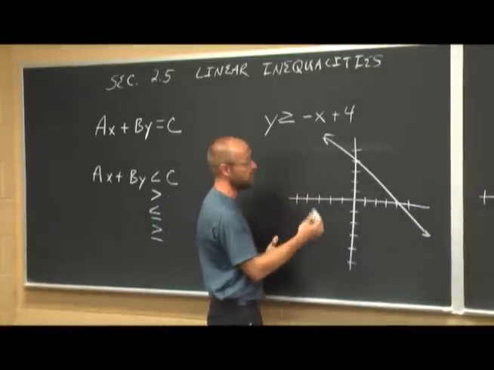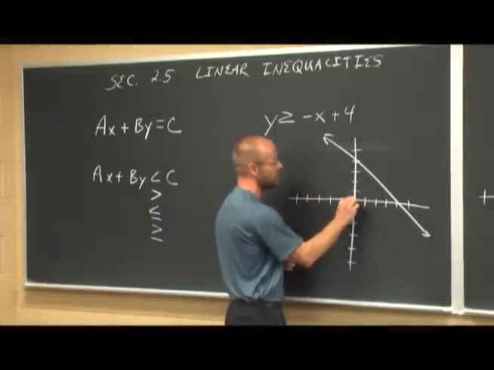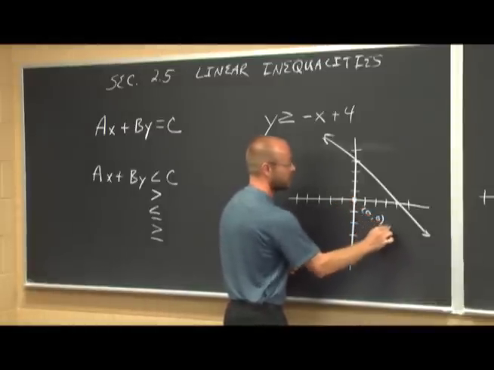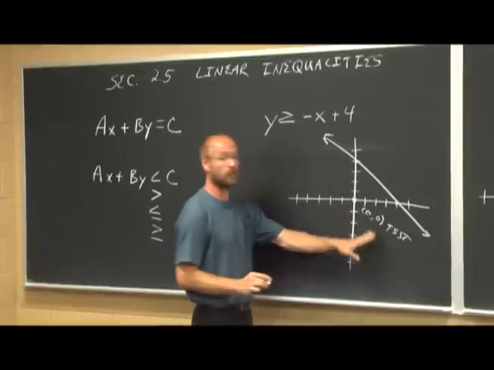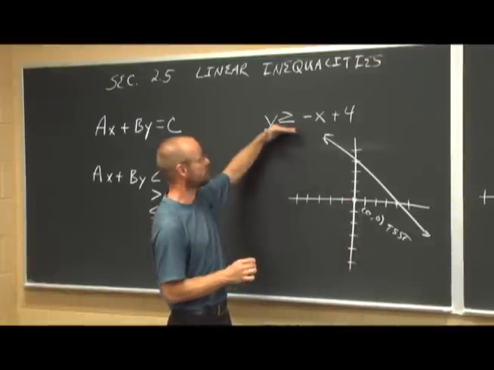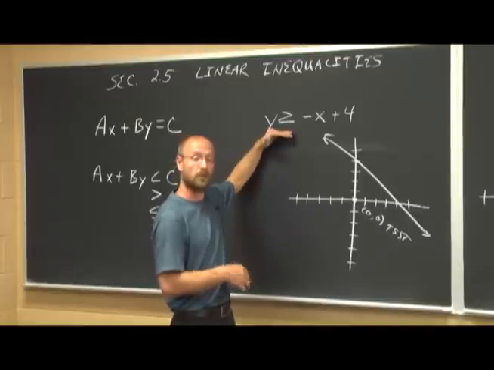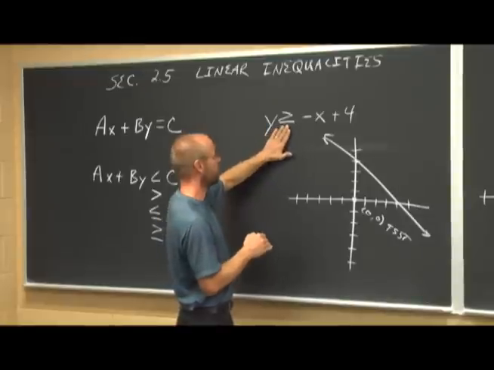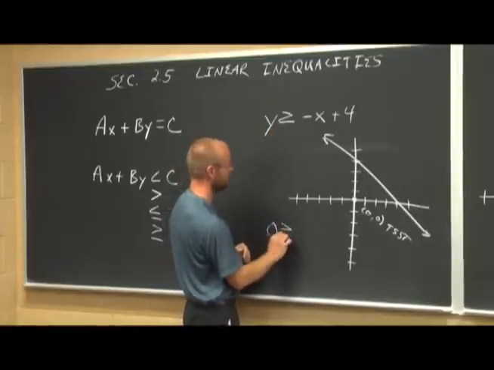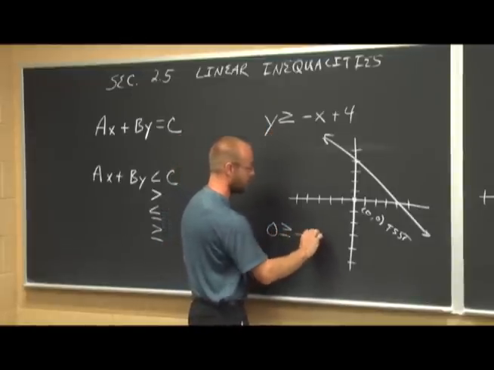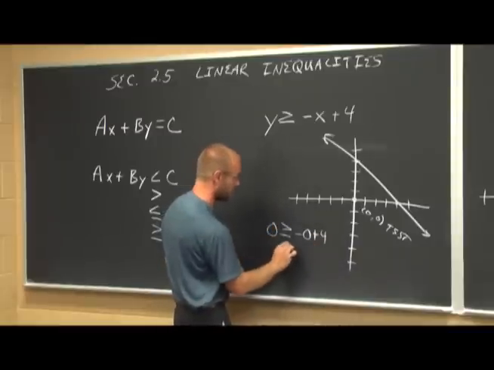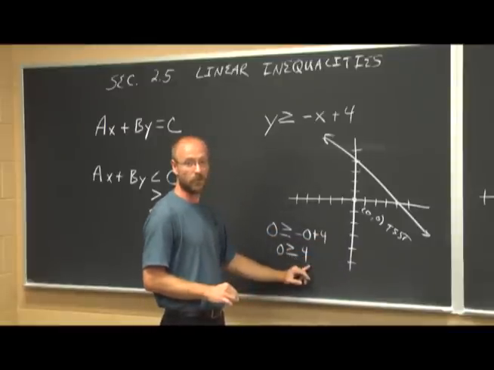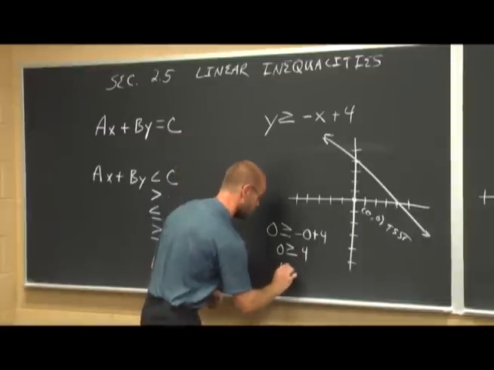Wherever, just choose a test point. My go-to test point, if it's available and not on my line, is (0, 0). So this is what I'm going to test. I'm going to test (0, 0). And I essentially do that by putting it into this inequality. I'm looking for, does this make it a true statement or does it make it a false statement? Well, if I put that in, 0 is greater than or equal to negative 0 plus 4. And of course, through some simplification, negative 0 plus 4 is just 4. Is 0 greater than or equal to 4? This is not true.